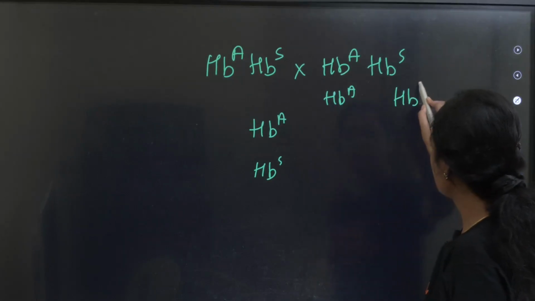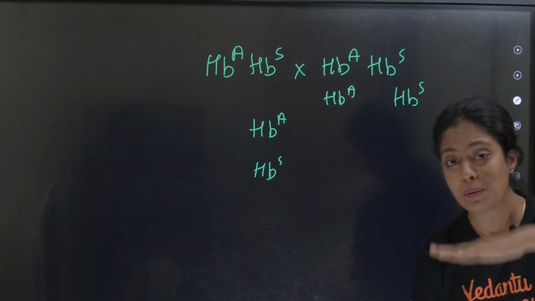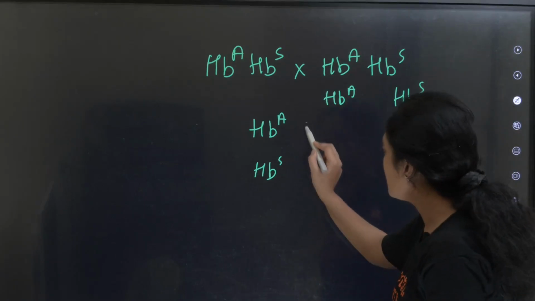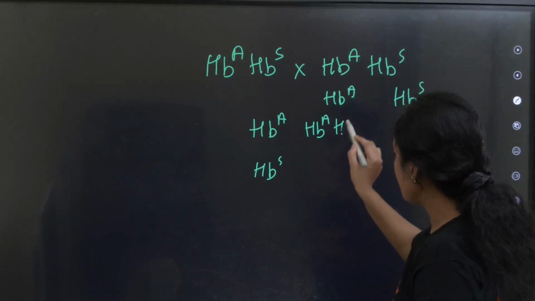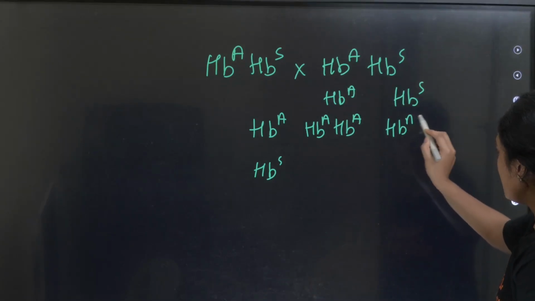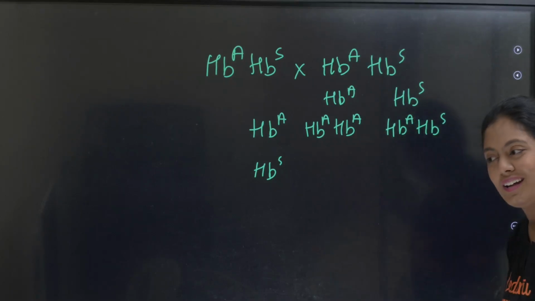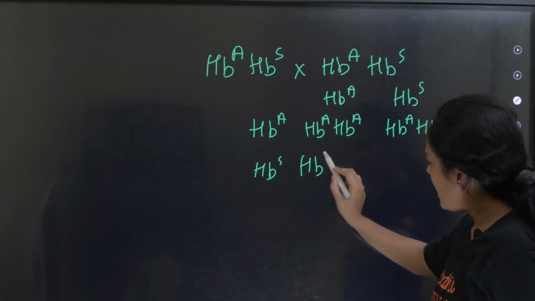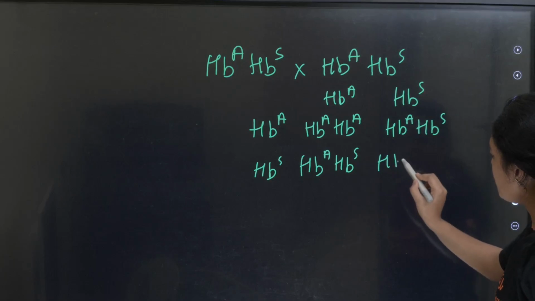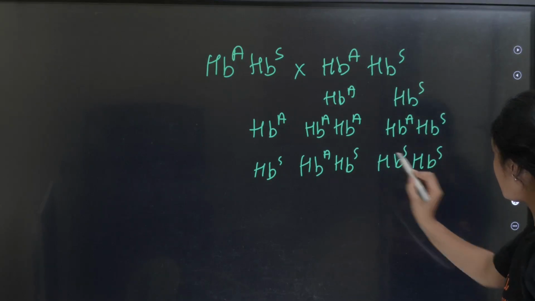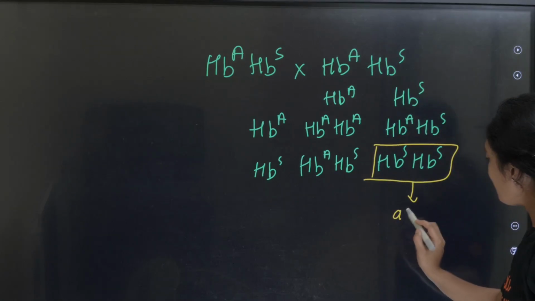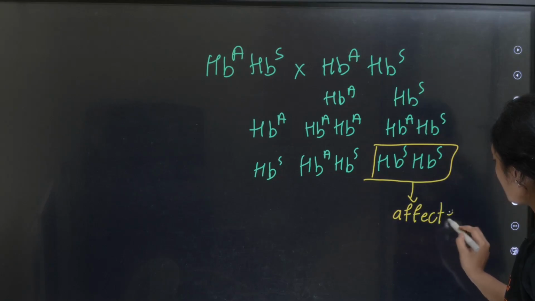HBA HBS. இது நீங்க பண்ணாமையும் பண்ணலாம், but for beginners who have started doing this right now it's better you follow this so you will not have any kind of confusion. Okay, அப்ப என்ன நடக்குது? HBA HBA, so this person is normal. Okay, HBA HBS, this person is carrier. Okay, ரொம்ப easy. HBA HBS, this person is carrier. Okay, HBS HBS, so this person is going to get the disease, so this person is affected.